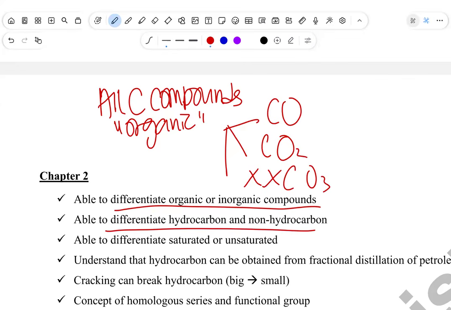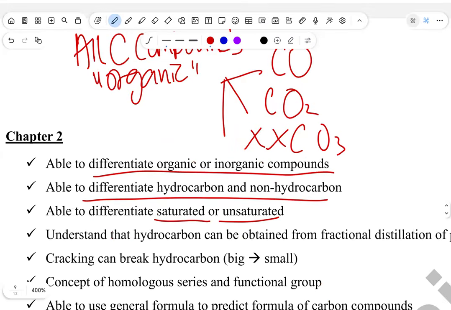After that, we also learned about hydrocarbon and non-hydrocarbon, right? What is hydrocarbon? Any compound made of carbon and hydrogen only, nothing else. What is non-hydrocarbon? Non-hydrocarbon doesn't mean they don't have carbon or hydrogen. No, non-hydrocarbons still have carbon and hydrogen, just that apart from carbon and hydrogen, they have something else. That is non-hydrocarbon.